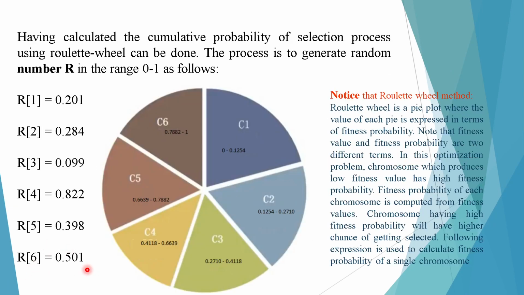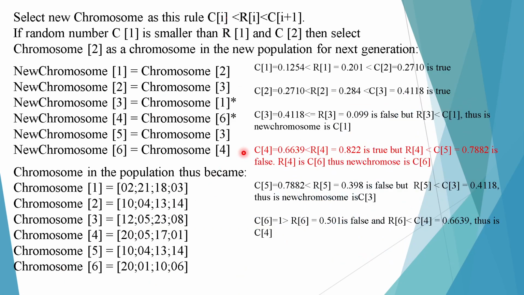Check: 0.501 is less than C4. Hence, the new chromosome 6 is equal to chromosome number 4. So if you check back, the new chromosome 1 equals chromosome 2, new chromosome 2 equals chromosome 3, new chromosome 3 equals chromosome 1, new chromosome 4 equals chromosome 6, new chromosome 5 equals chromosome 3, and new chromosome 6 equals chromosome 4.